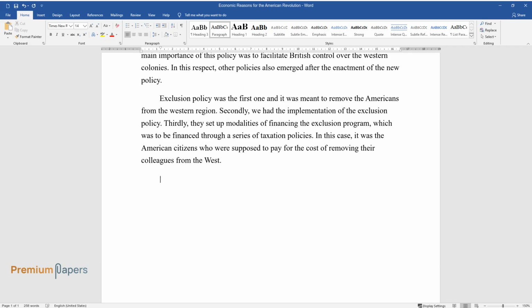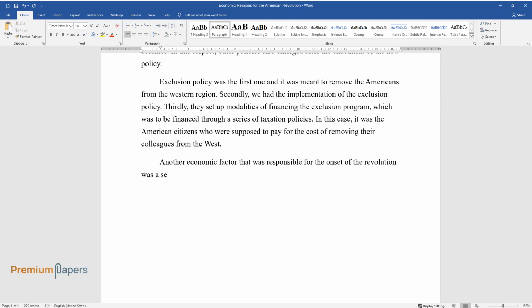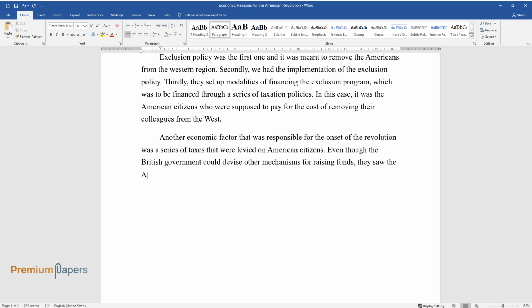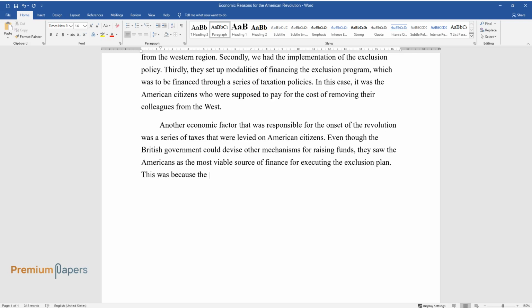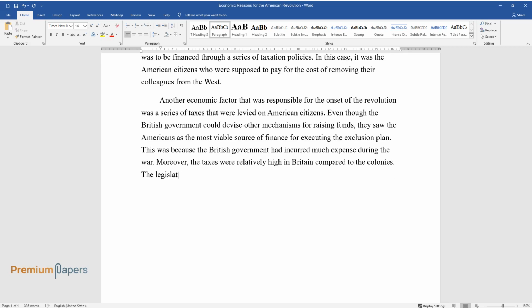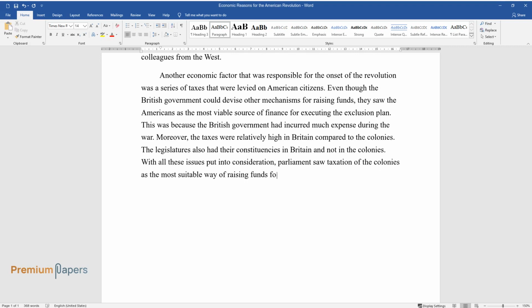colleagues from the West. Another economic factor that was responsible for the onset of the Revolution was a series of taxes that were levied on American citizens. Even though the British government could devise other mechanisms for raising funds, they saw the Americans as the most viable source of finance for executing the exclusion plan. This was because the British government had incurred much expense during the war. Moreover, the taxes were relatively high in Britain compared to the colonies. The legislatures also had their constituencies in Britain and not in the colonies. With all these issues put into consideration, Parliament saw taxation of the colonies as the most suitable way of raising funds for the exclusion program.